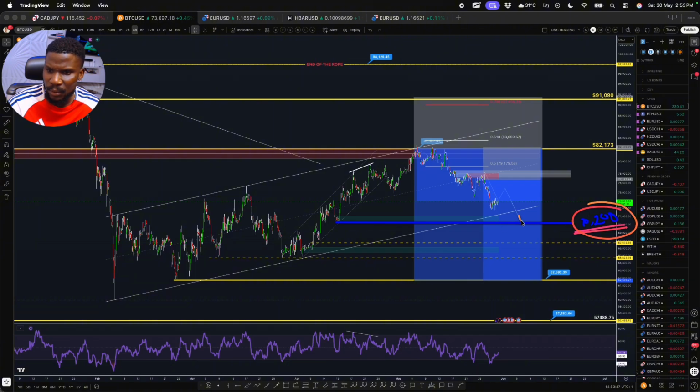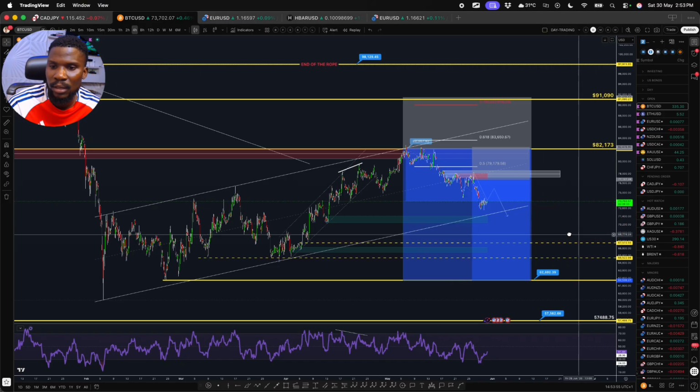All right, then maybe we can now wait for what? For that push to the upside. Then we can sell it all the way down. So that is the plan for now on Bitcoin.